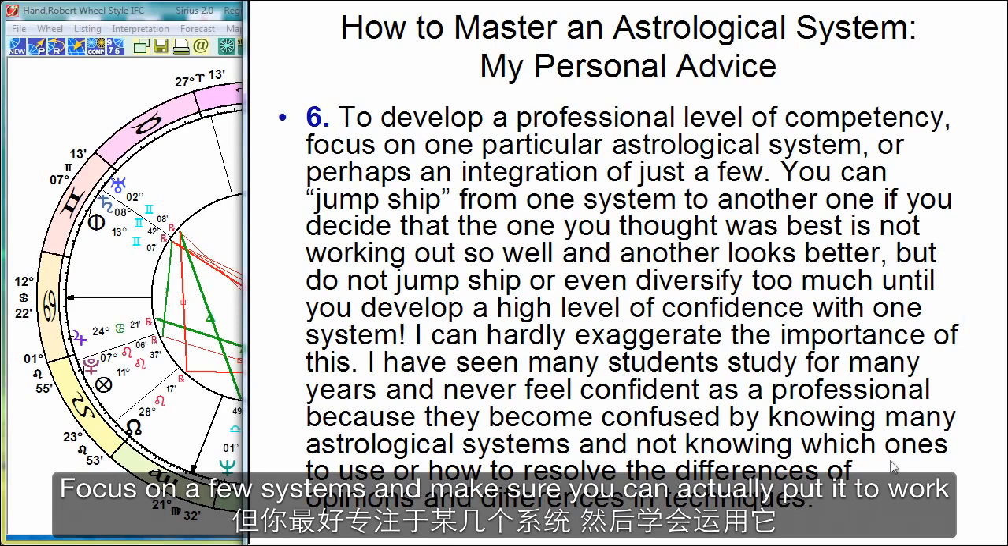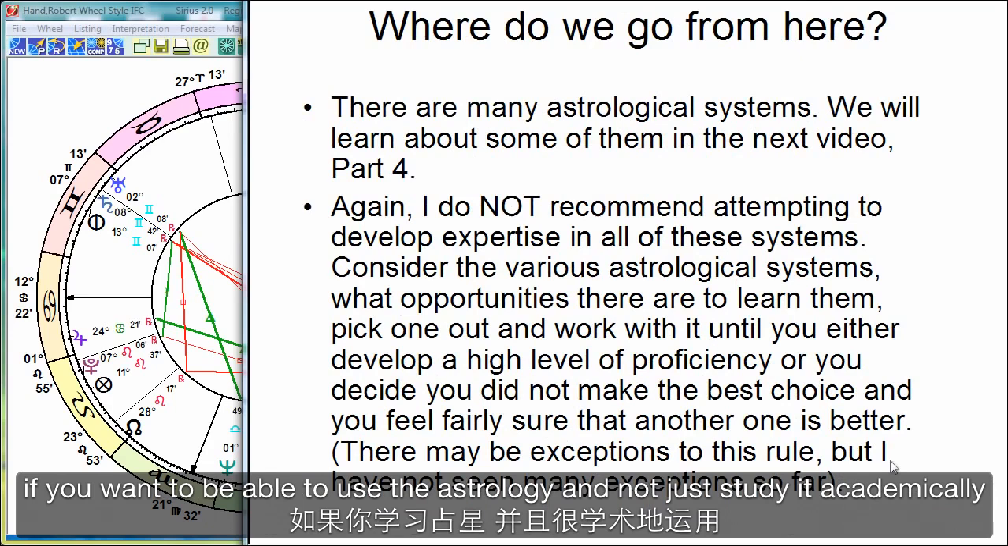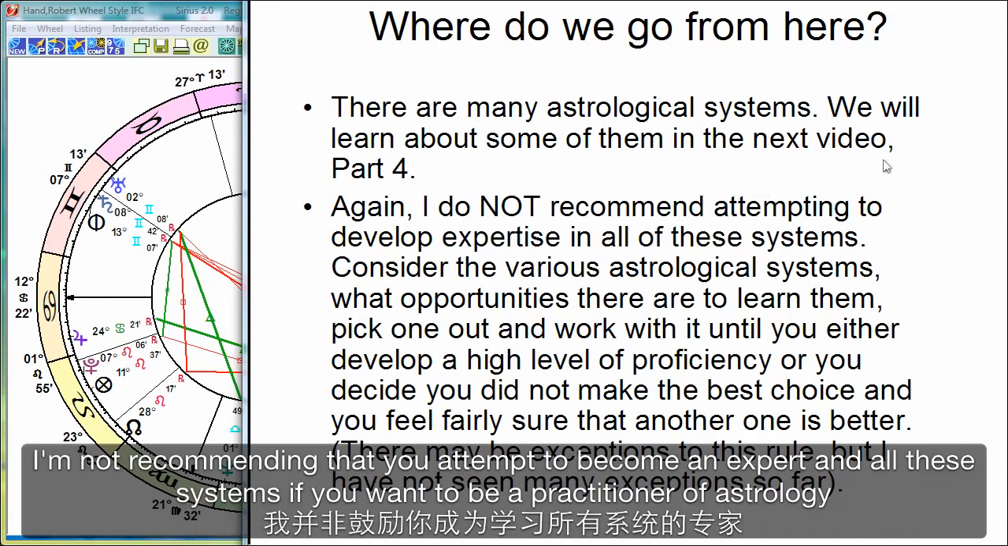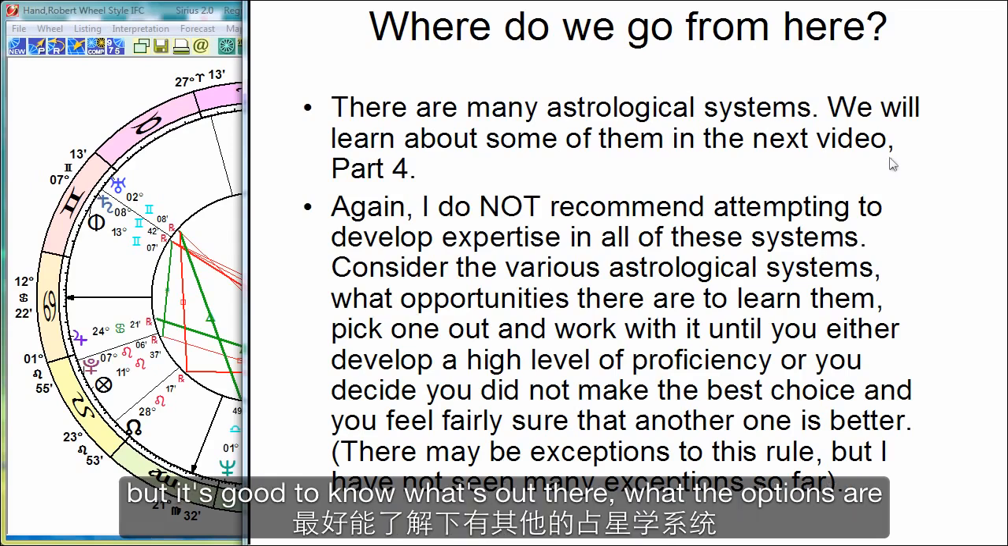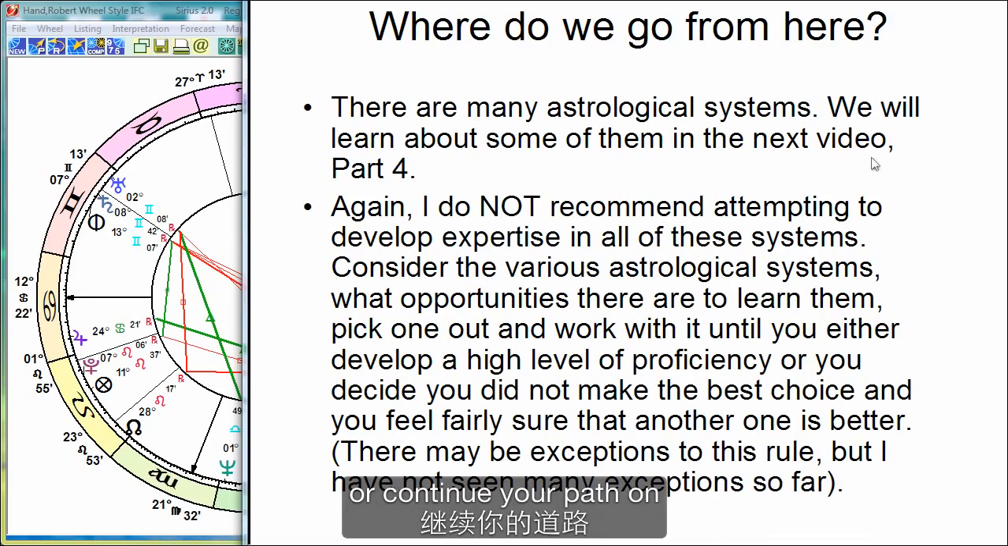Focus on a few systems and make sure you can actually put it to work if you want to be able to use the astrology and not just study it academically, but to be able to practically use it. So in the next video, part 4, I'm going to review the different astrological systems. And again, I'm not recommending that you attempt to become an expert in all these systems. If you want to be a practitioner of astrology, use it for your own personal use or use it professionally, it's good to know what's out there, what the options are, and carefully choose which path you would start out on or continue your path on.